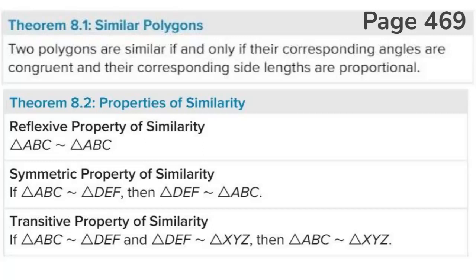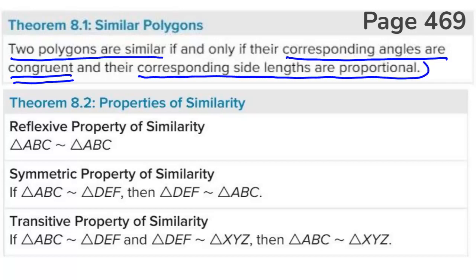So page 469 has our similarity theorem. Two polygons are similar if and only if their corresponding angles are congruent and their corresponding side lengths are proportional. We have talked about this. We wrote it down yesterday. It's written in our book. Really important that we remember there's those two criteria. Angles are congruent, sides are proportional.